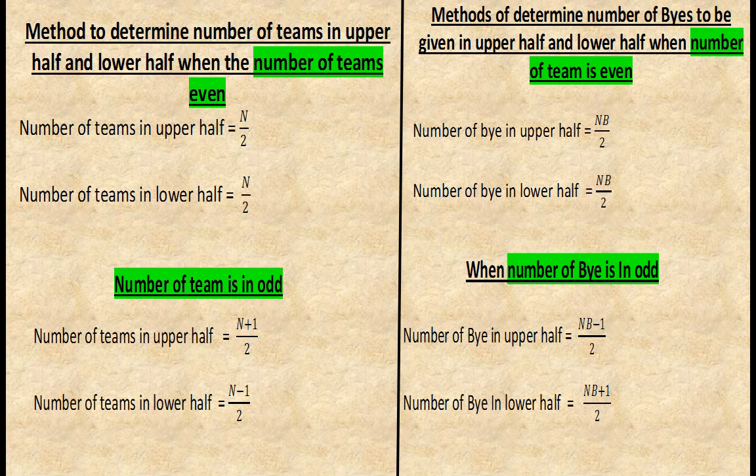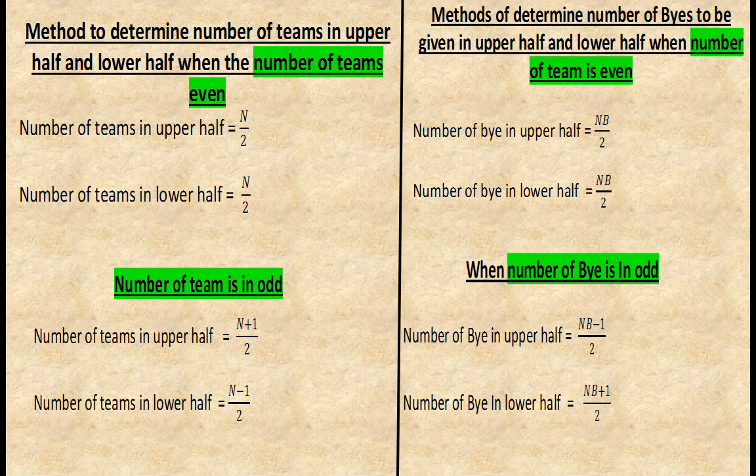Method to determine the number of teams in the upper half and lower half when the number of teams is even. The formula: number of teams in upper half is equal to n by 2, where n denotes the number of teams. Number of teams in lower half is n by 2. If the number of teams is odd, the formula is: number of teams in upper half is n plus 1 by 2, and number of teams in lower half is n minus 1 by 2.